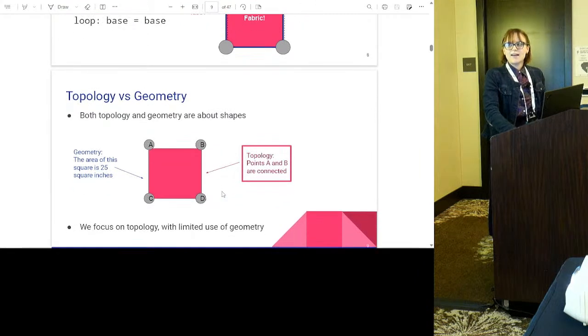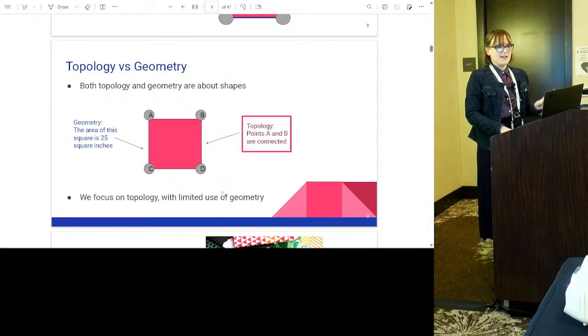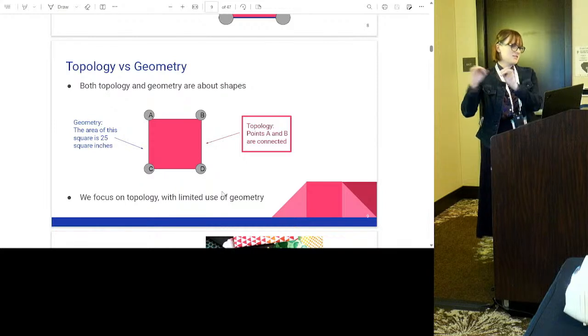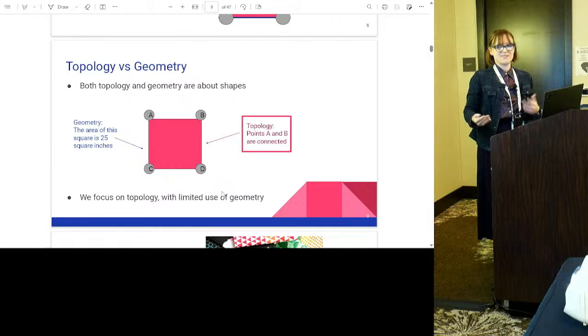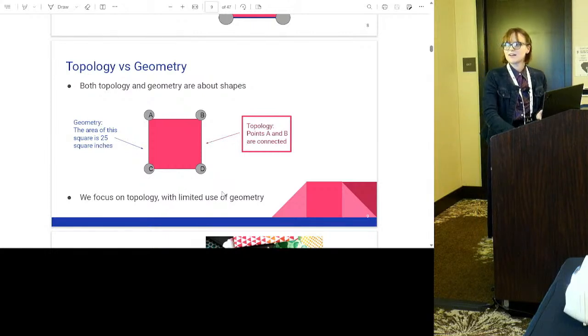So why topology versus geometry? They're both about shapes, and they're both useful to talk about shapes. But the problem with geometry is that you have to get into the nitty-gritty details of where things actually are. And we're more interested in the higher level structure of the quilt itself. We focus on topology, but there are still a few little sprinkles of geometry just from design changes throughout the development of this language so far that will probably be eliminated as we develop this work further.